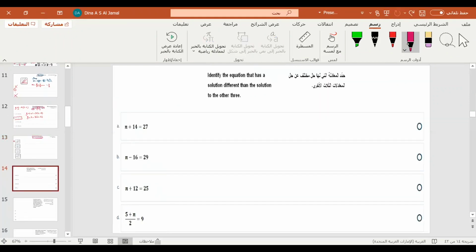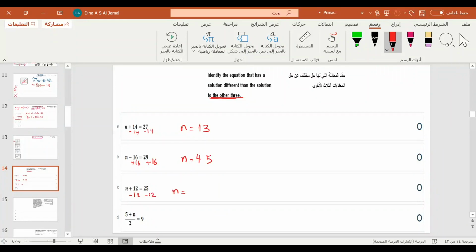Now let's see. Identify the equation that has a solution different from the solution to the other 3. That means 3 will have the same solution, and 1 will have a different solution. So let's solve. Here you solve it by subtraction, so n will be equal to 13. Here by addition. So indirectly he would like you to solve equations. From the beginning I'm getting different solutions. Now let's see.